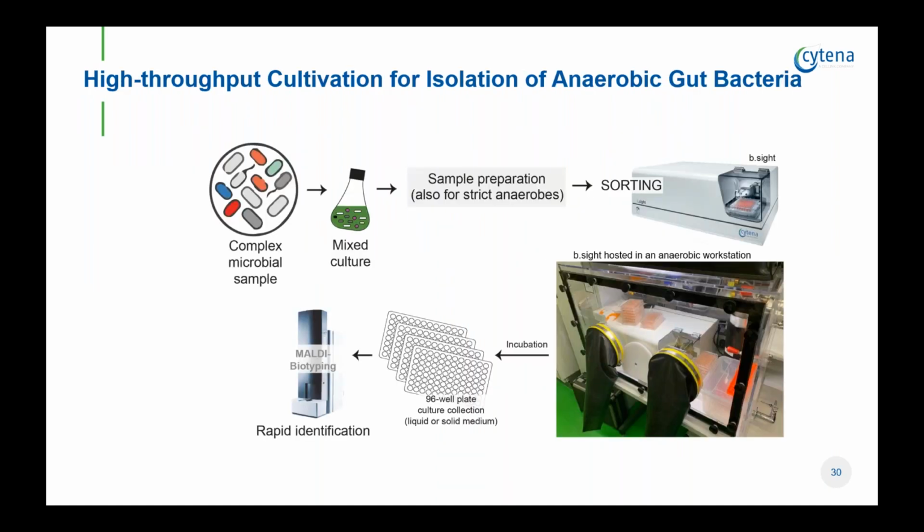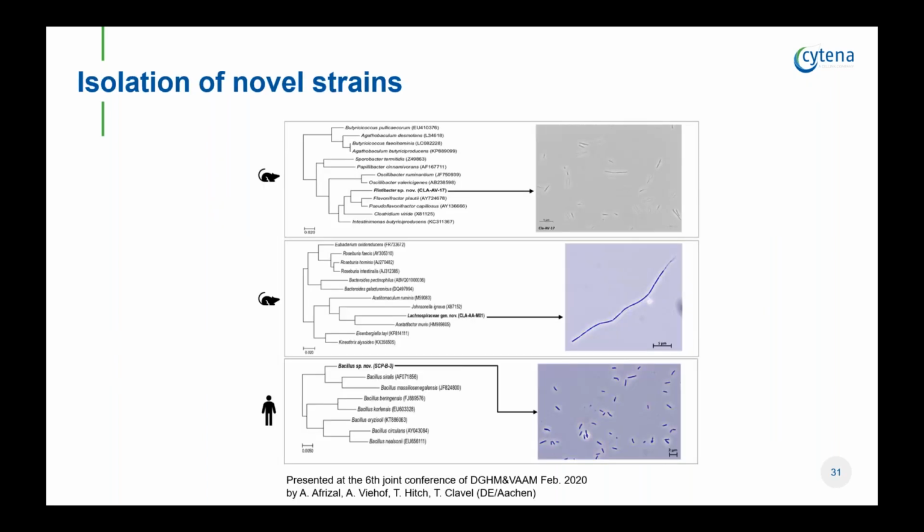The group now applies this workflow for the analysis of a variety of different samples. And for those species that do not match their multi-database, they sequence the 16S RNA for further identification. This already has resulted in several isolates of bacterial species that have not been cultured before. This is one example of such species, three previously uncultured strains isolated from either mouse or human microbiota.